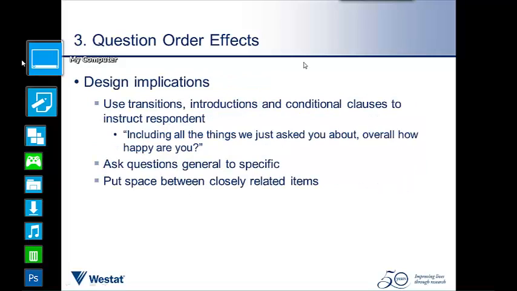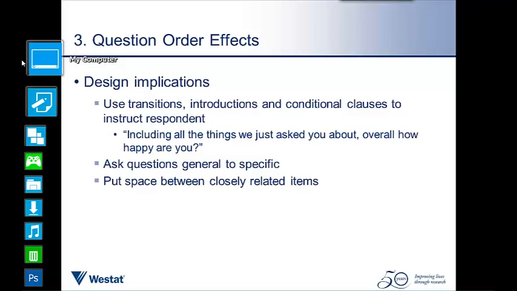So design implications. In order to reduce context effects and order effects, you can use transitions, introductions, conditional clauses to instruct the respondent, to help them stay on task, to help them focus on what you really want them to be answering about. So you might have a series of items and then end with this general question. And if you're going to do it that way, you'd want to say something like, including all of the things we just asked you about, overall, how happy are you? So they're taking everything into account as they answer that general question.